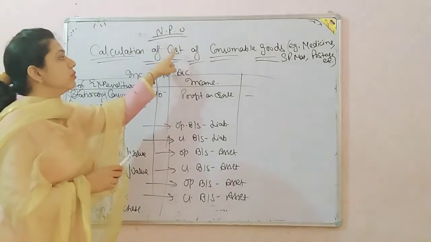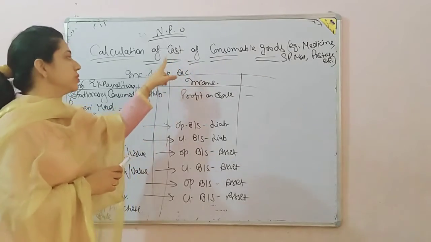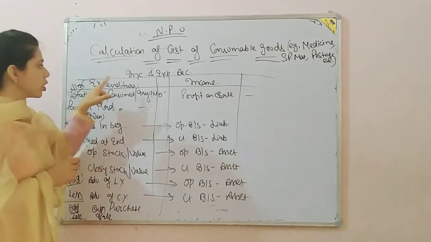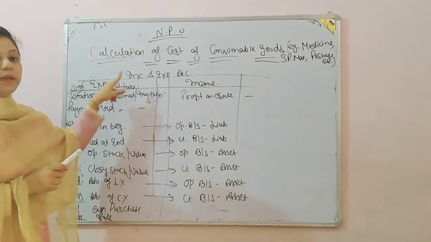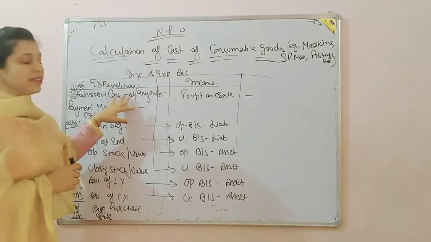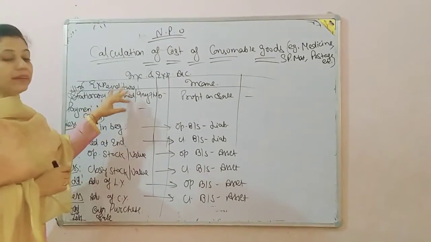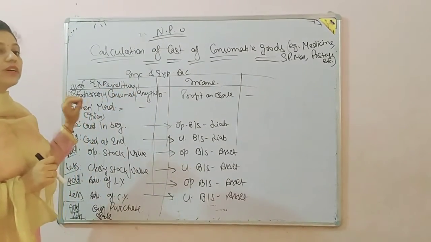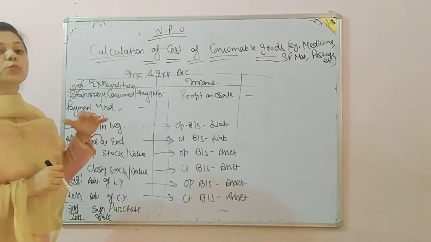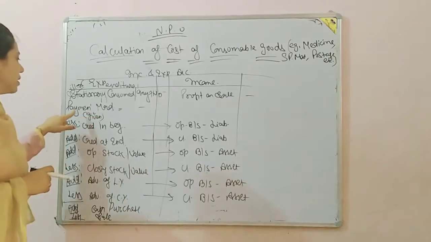You have to write the cost of consumable goods in the income and expenditure account, on the expenditure side, because it is a nominal account, so debit all the expenses. How can we calculate the consumption of anything? We can calculate the balance consumed, for example, stationery consumed or sports material consumed.